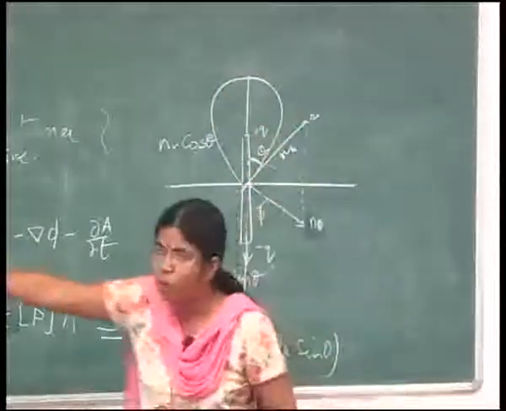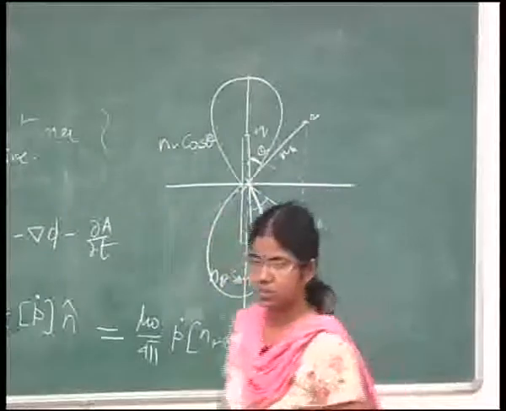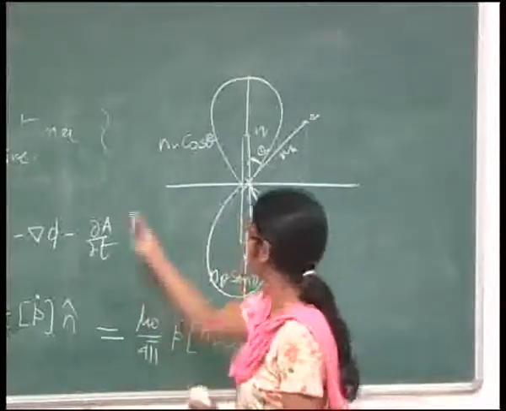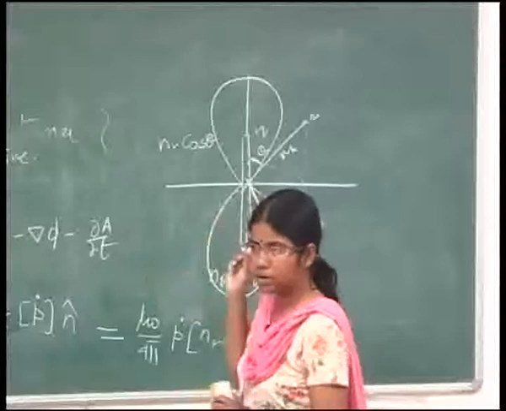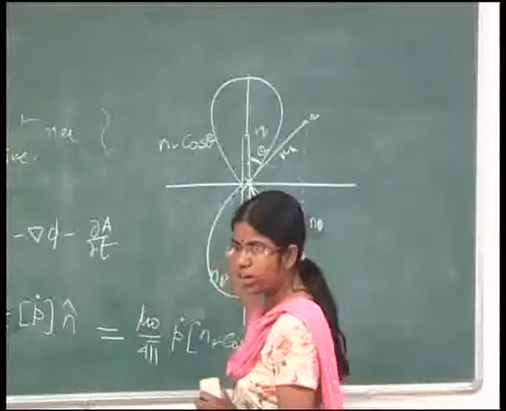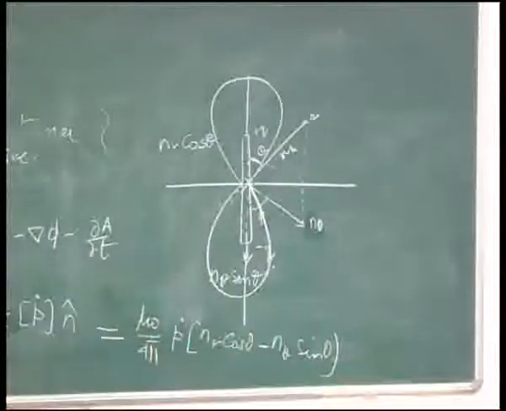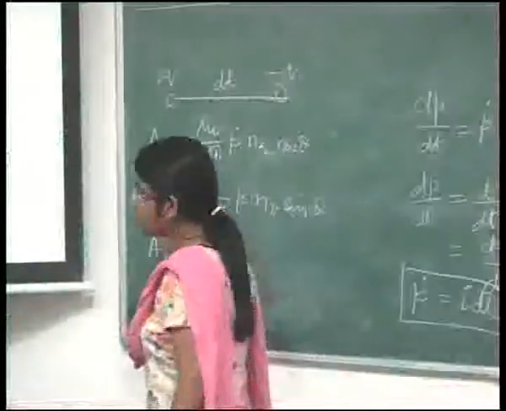If you plot these two, you will get a radiation pattern like this. There is no radiation in the equatorial plane. A phi is 0, which means there is no radiation in the equatorial plane. So I have now found A r, A theta, A phi.